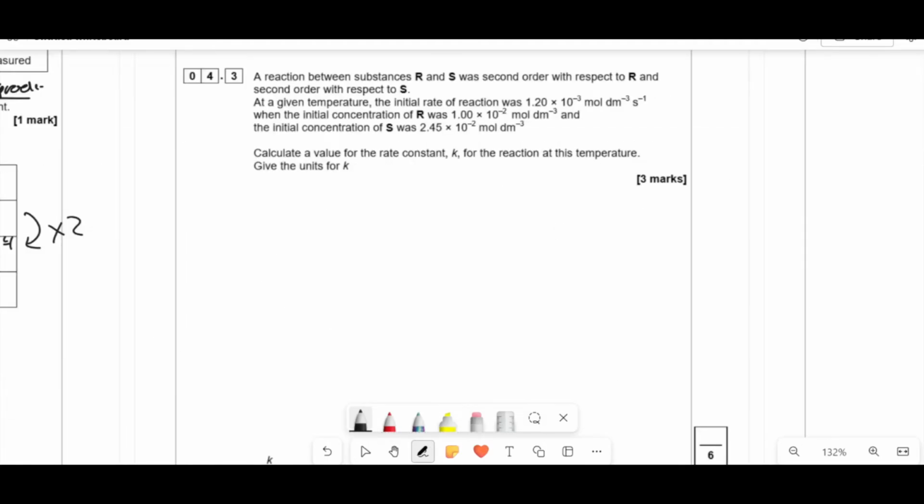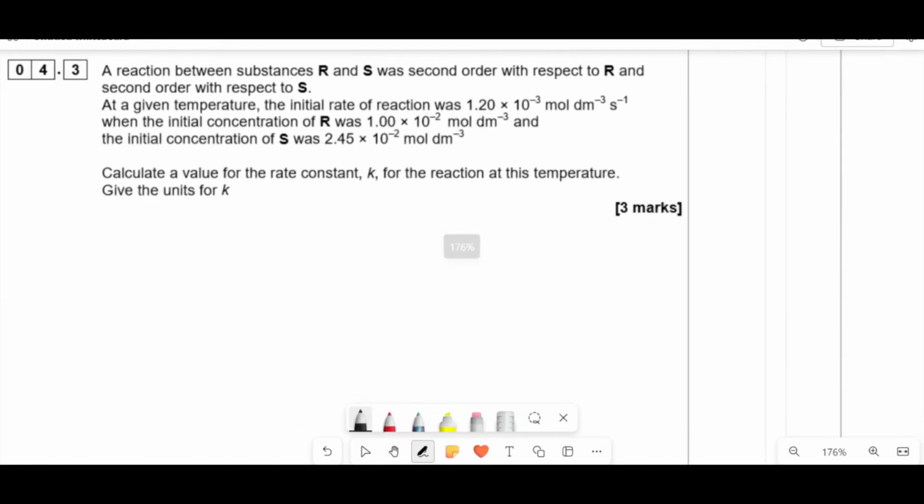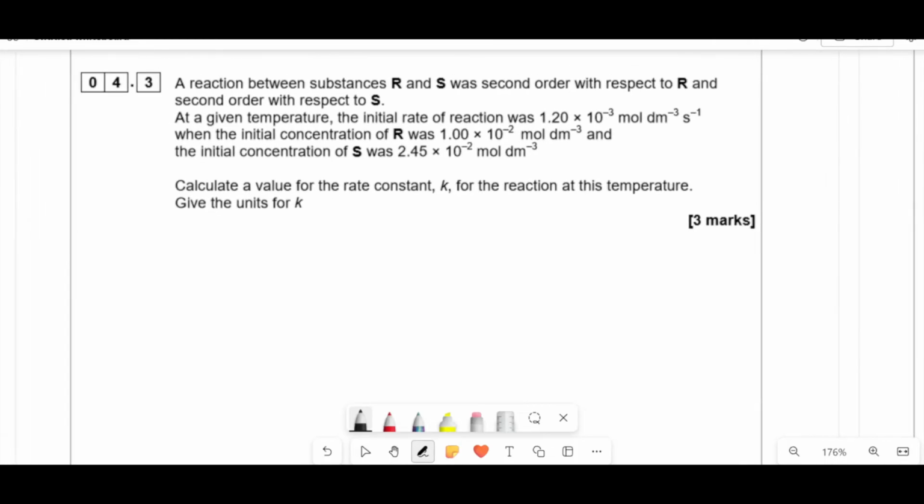A reaction between substances R and S was second order with respect to R and second order with respect to S. At a given temperature, the initial rate of reaction was this, and the initial concentrations were this and this. Calculate the value of the rate constant for the reaction, and then give your units for k. It's always tricky to look at what's going on here without writing the basic rate equation first, because there's so much wording here.